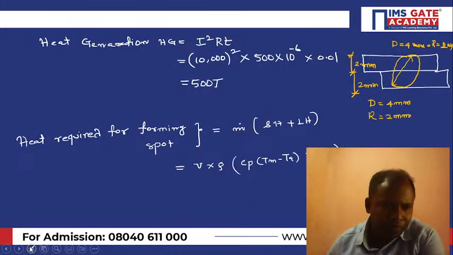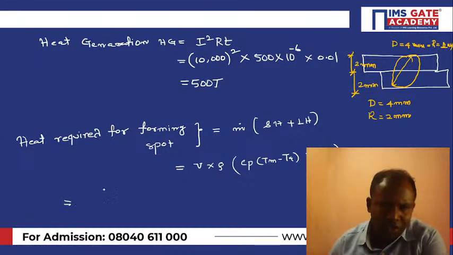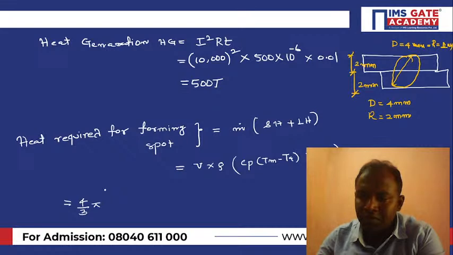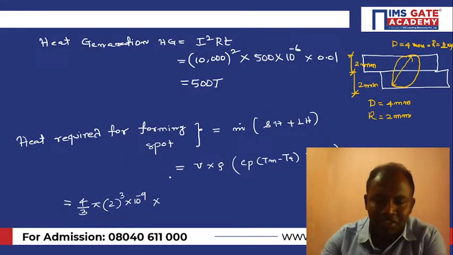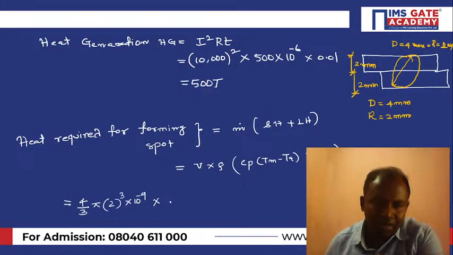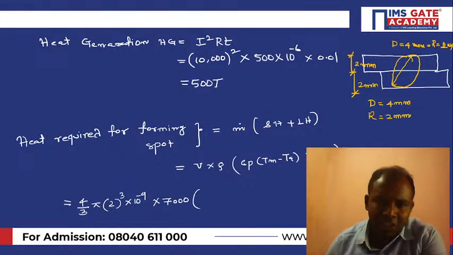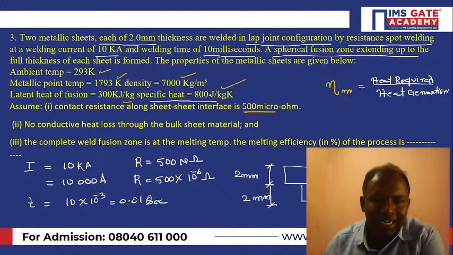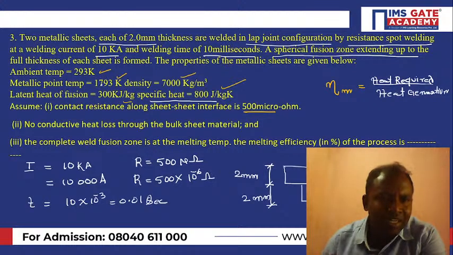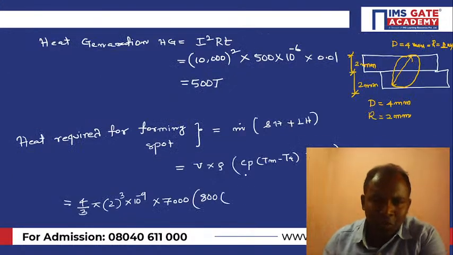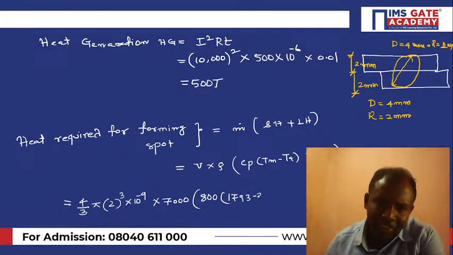What is the formula for a sphere? Volume is 4 by 3 pi r cube, where r is 2, so 2 cube into 10 to the power of minus 9. I'm converting my volume into meters because the density is given in meters. What is the density given? It is 7,000 kg per meter cube. And what is the specific heat? Specific heat is given, 800 joule per kg Kelvin. Now melting point temperature is 793, ambient temperature is 293, so melting point temperature 793 minus 293.